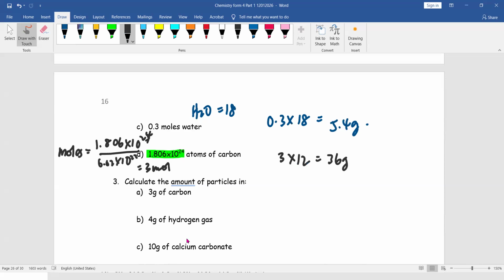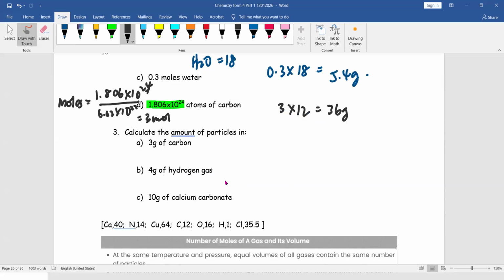Okay, now this is just the other way around. Just change the mass. This one they're asking you the amount of particles. This is the amount of particles. How many are inside? Moles is like the big bunch. Particles is how many inside. If I count, 6.02 times 10 power 23 is one bunch. So moles is how many bunches.